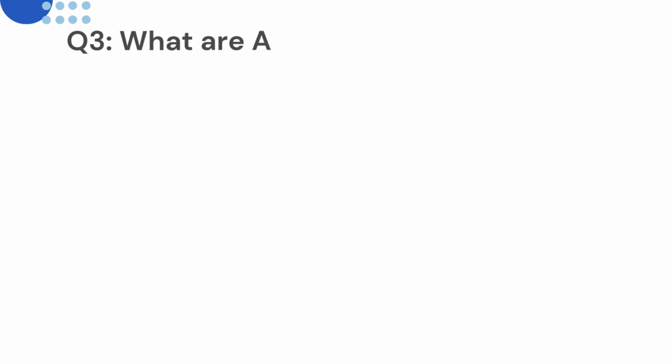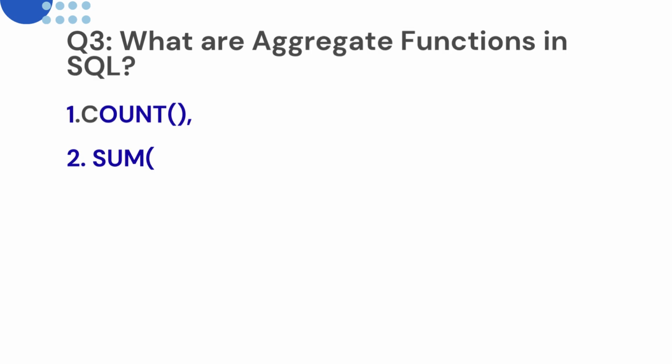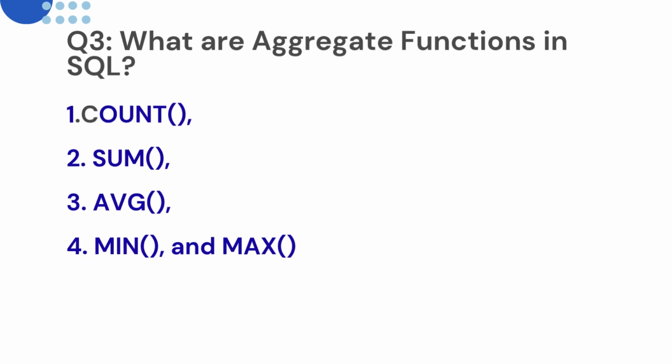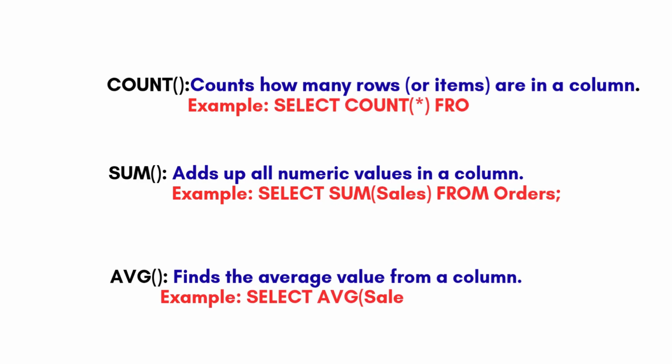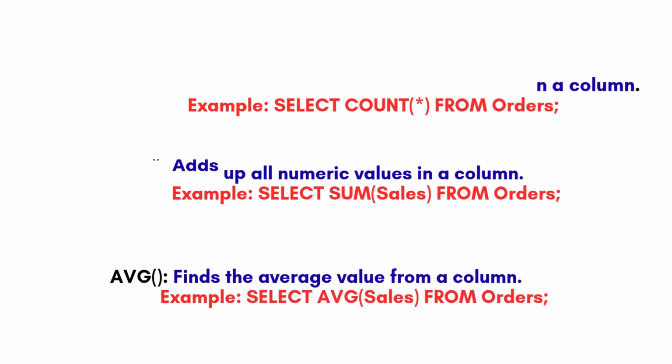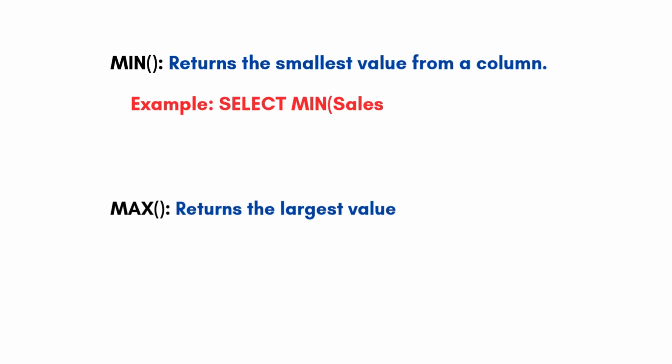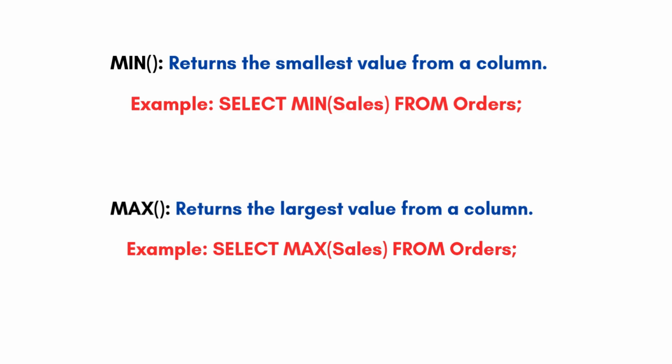Next one is, what are the aggregate functions in SQL? In SQL, aggregate functions make analysis easy. The count function counts the rows, the sum function adds values, average finds the average, minimum gives the smallest value of the particular column, and maximum finds the largest value of that particular column.